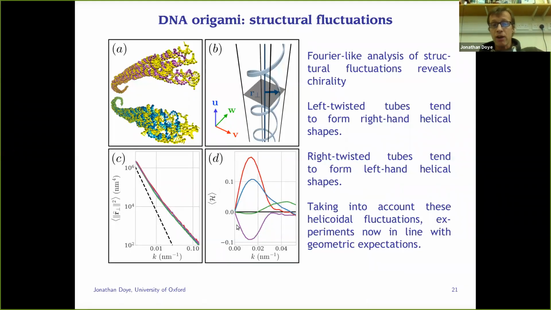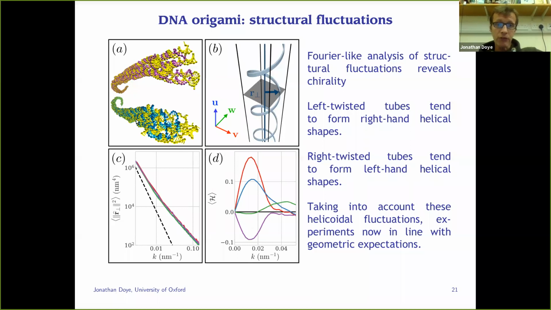right-handed. So the right-handed one now has a negative value for our helicity measure on long length scales. So that's saying that it looks like a left-handed kind of helix in its fluctuations, whereas the left-handed ones show right-handed helicity. And in these two pictures here, we've picked configurations which show that.